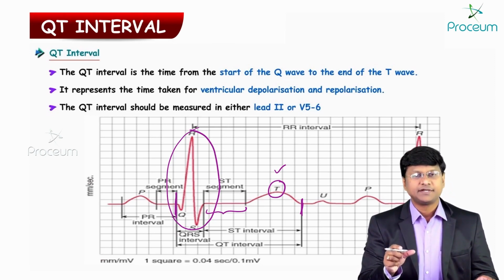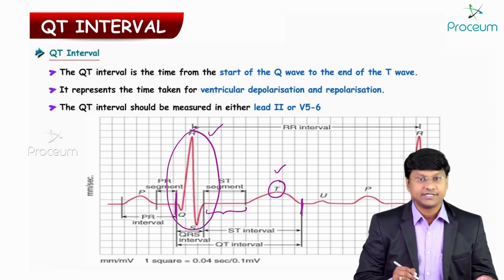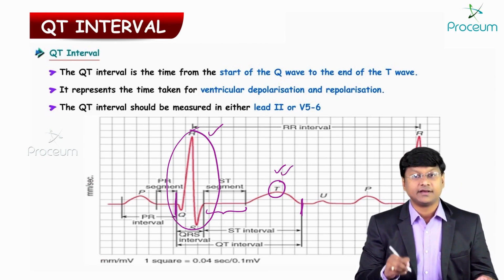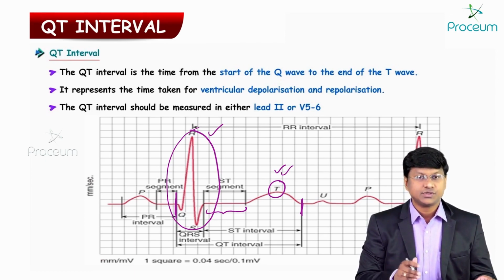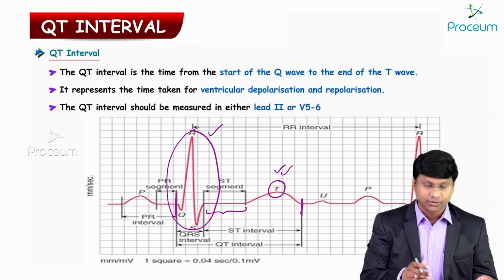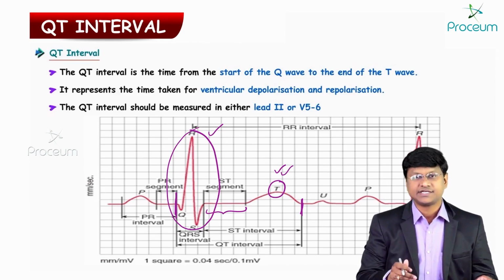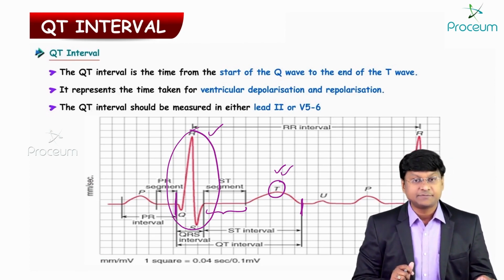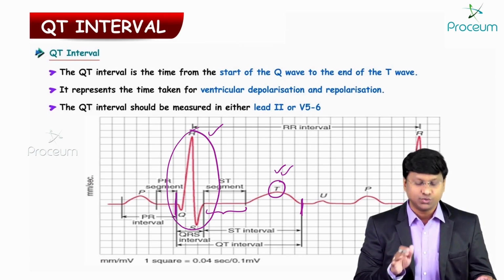Now this particular QT interval represents the ventricular depolarization, that is the QRS complex, that is ventricular contraction. It also represents the ventricular repolarization or the ventricular relaxation. So it represents the time taken for both the ventricular contraction, that is the QRS complex, and ventricular relaxation, that is the T wave.